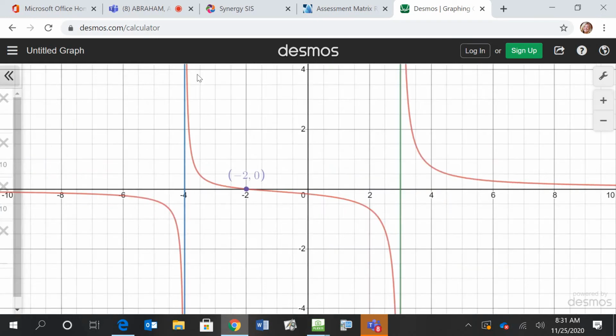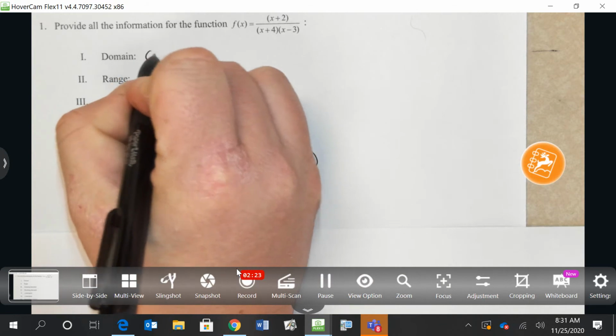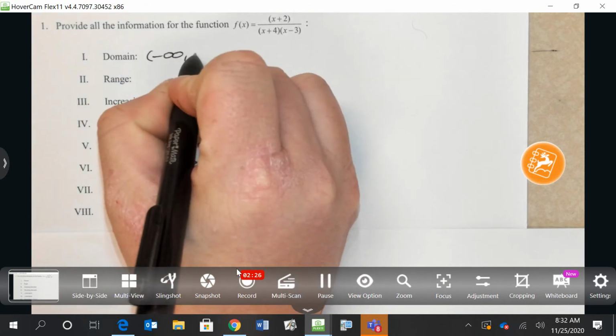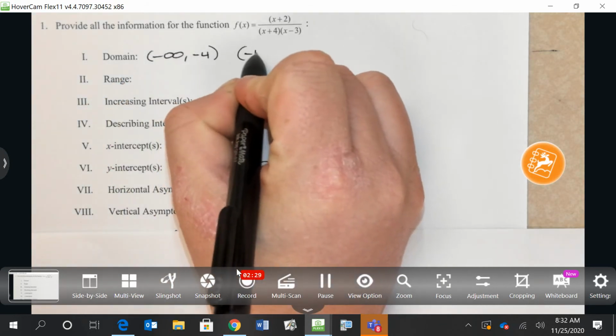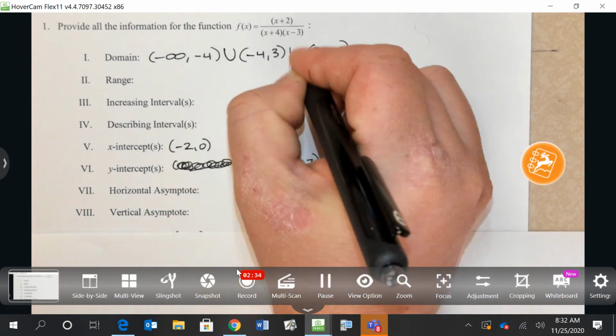If I move this back, I can see it comes from the far left, keeps coming, and then it goes down as it approaches -4. Okay, it jumps over what I'll call this asymptote, it's like a wall, and then it goes from -4 to 3, jumps over, and then goes from 3 to +infinity. How do we write that down? So the domain goes from -infinity to -4, from -4 to +3, and from 3 to +infinity. Remember, these are describing the x values.